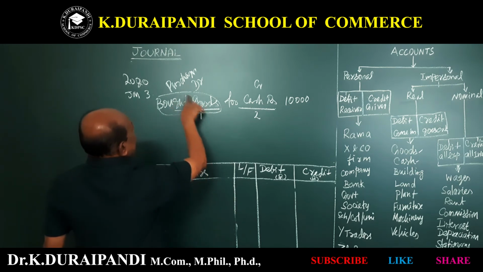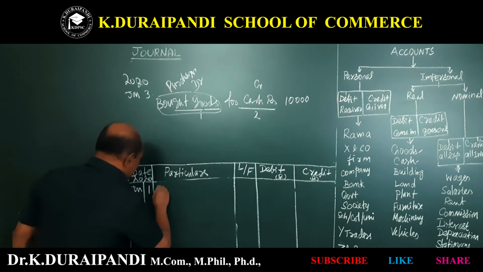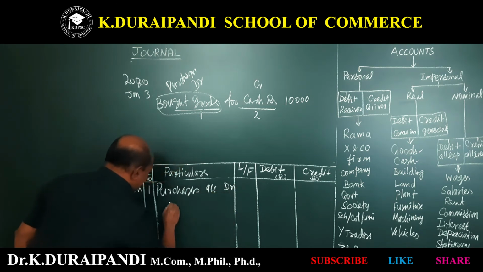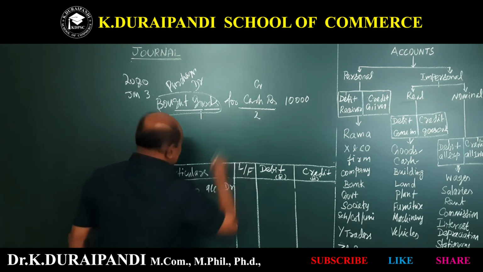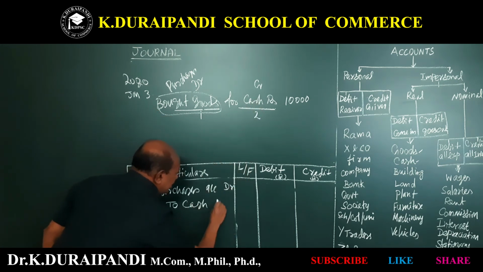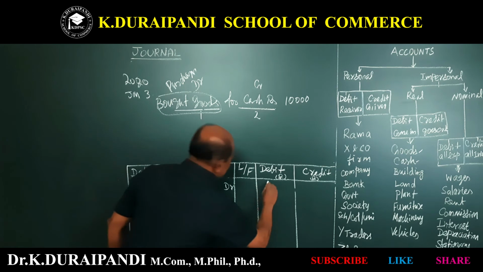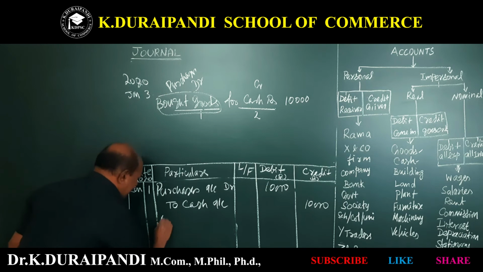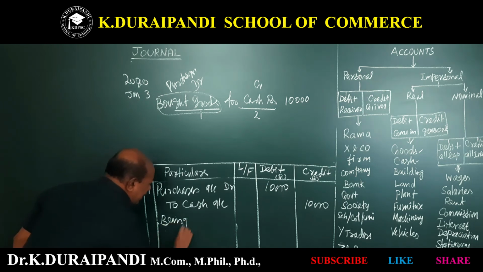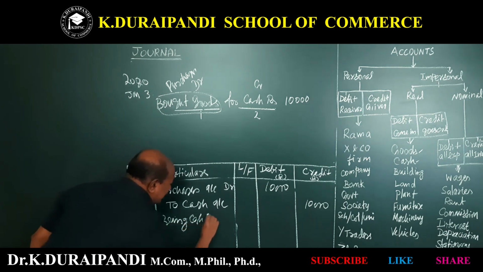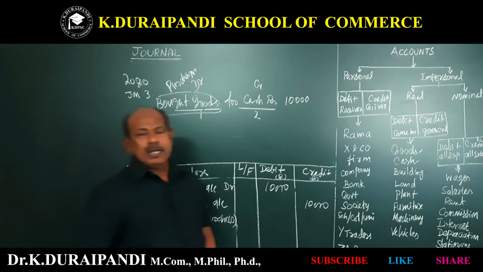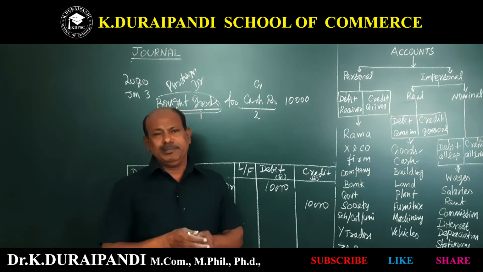Here bought goods means purchases. Purchases account debtor to cash account. In debit column 10,000, credit column 10,000. Narration: being cash purchases. That is the second journal entry.